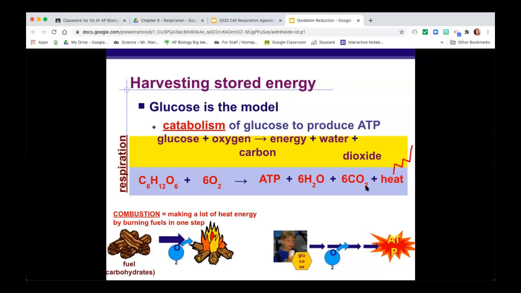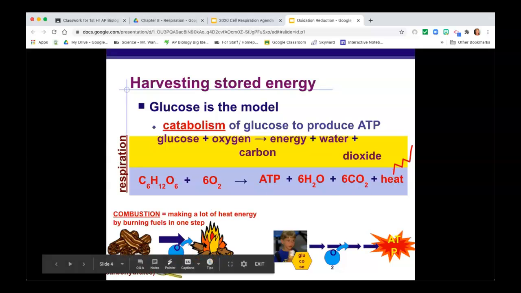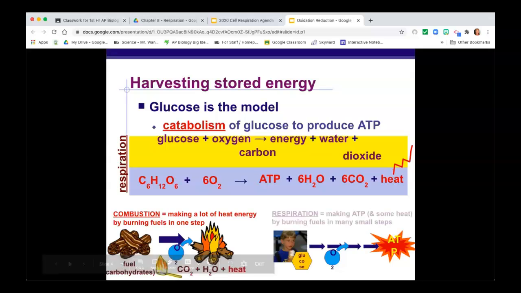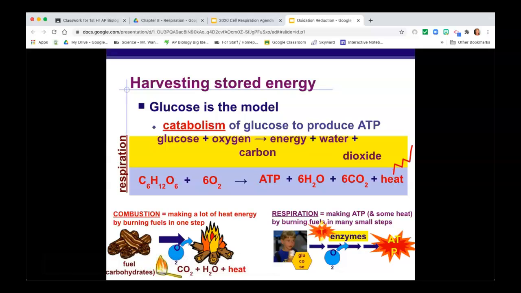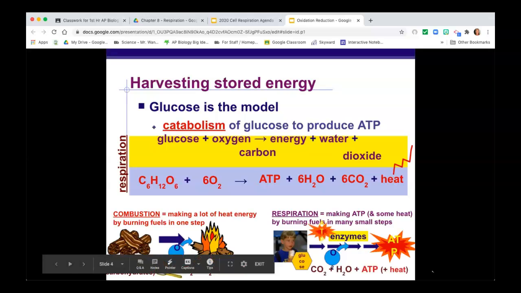So combustion is going to take a lot of energy, like oxygen fuels the burning of fire. Oxygen will fuel our burning of fuels as well, with the help of enzymes. So again, anything that affects enzymes will affect this process.